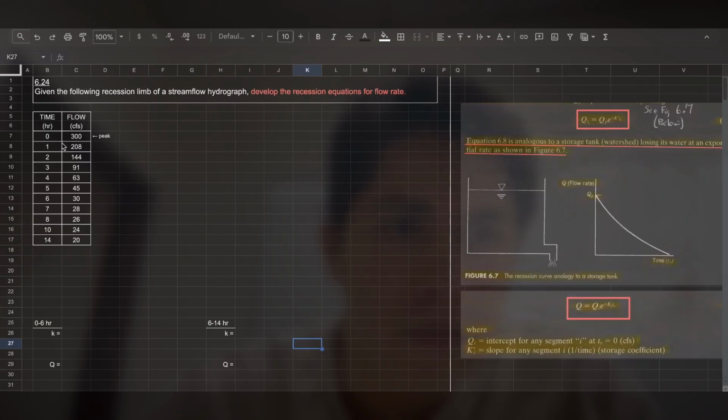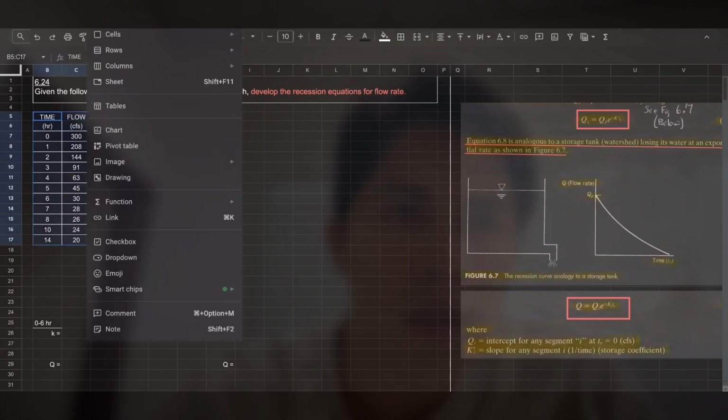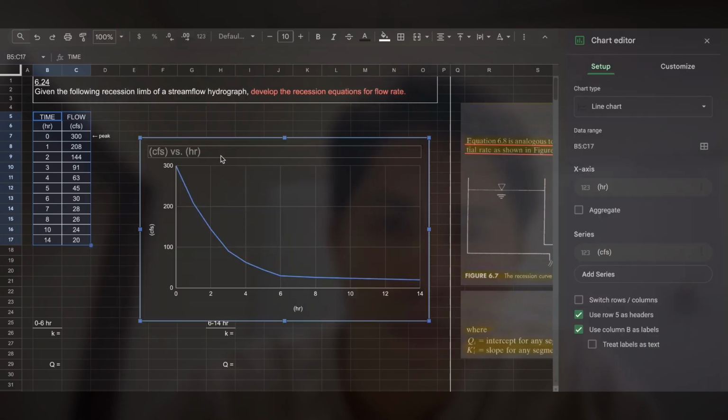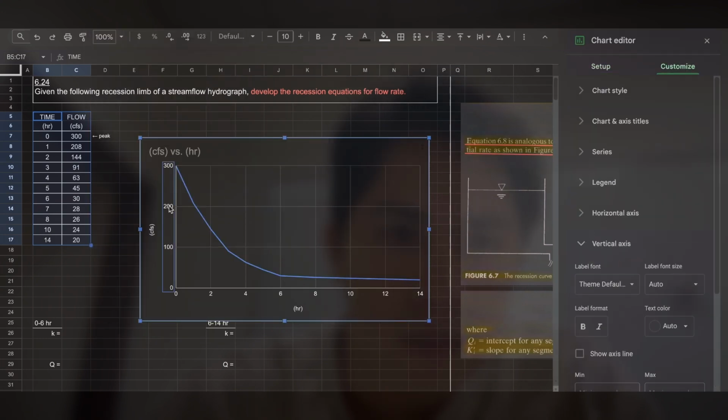So they give us the values and they say here we have the peak, the highest flow, all the way down to 20. So all we need to do is plot that. I don't like spreadsheets because I find it harder to do charts, but let's make this. So we have this curve right here. This is from these values, cubic feet per second, the flow versus the hours.